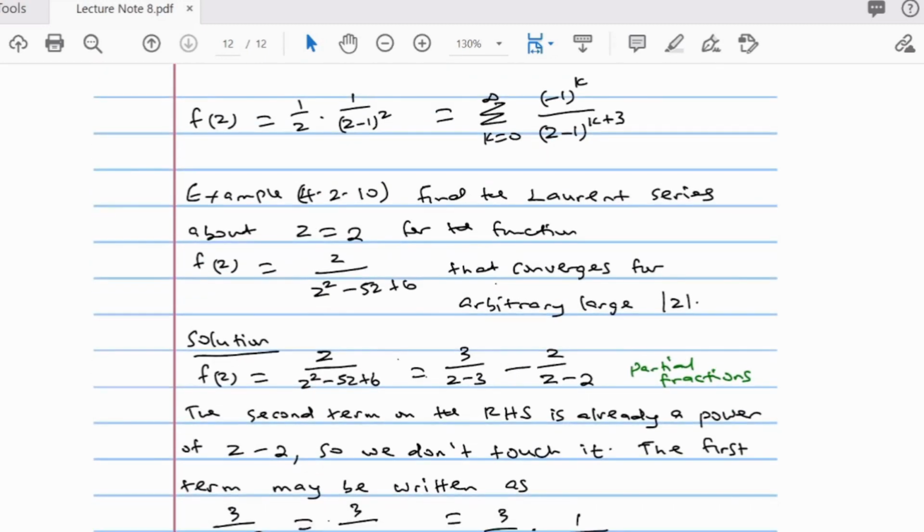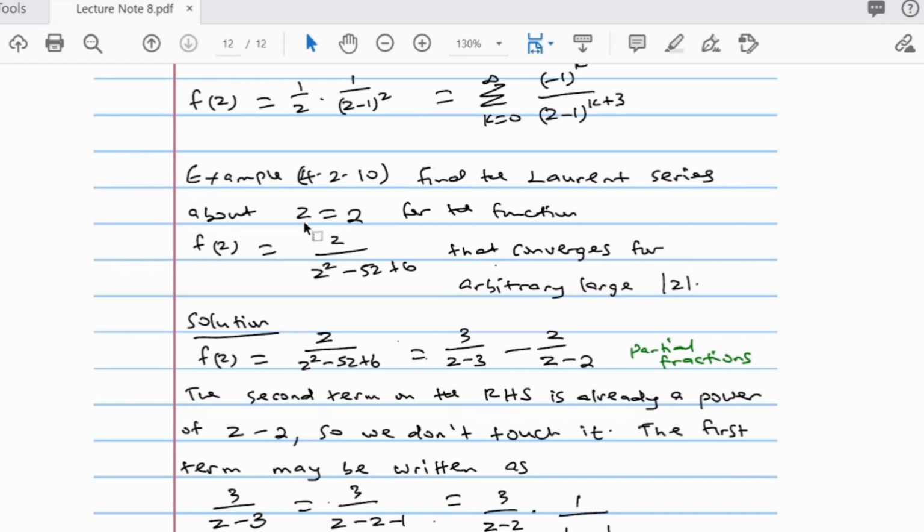We have another example here. We want to find the Laurent series expansion at z equals 2 for this function. This function is f(z) equals z over (z squared minus 5z plus 6). Resolve to partial fractions, you get this fraction and that fraction. So the two singular points of this function are z equals 3 and z equals 2. We always find the residue about the singular point, so at z equals 3 and z equals 2.